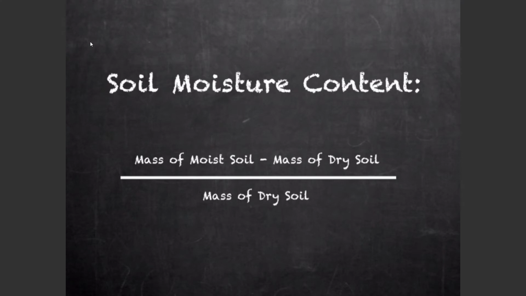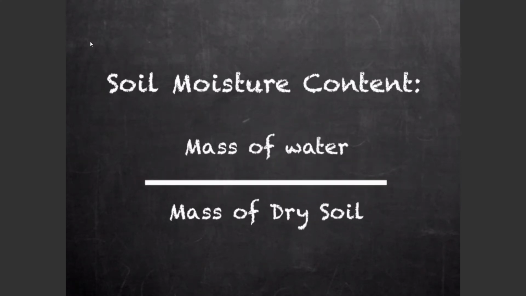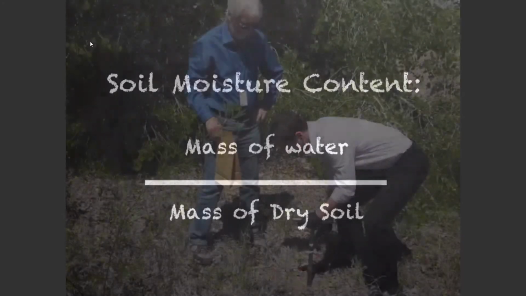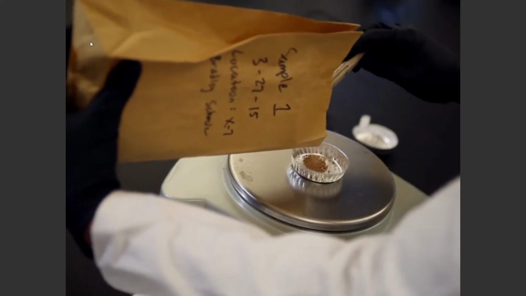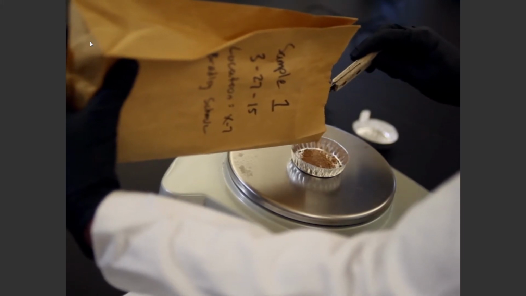The mass of water is determined by the difference before and after drying the soil. The following experiment will demonstrate how to measure soil moisture content in the laboratory using these principles.